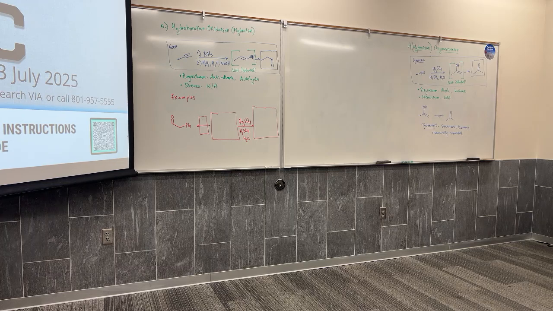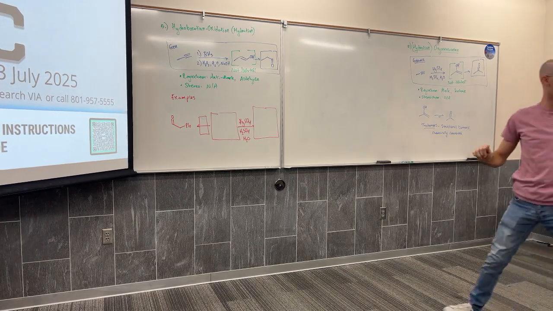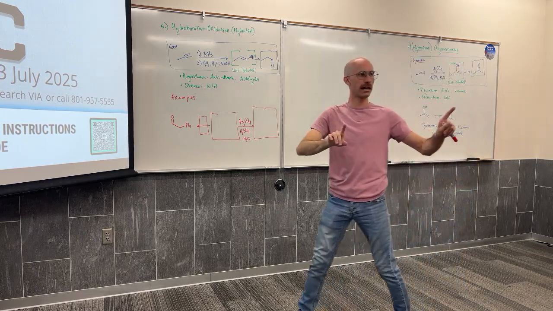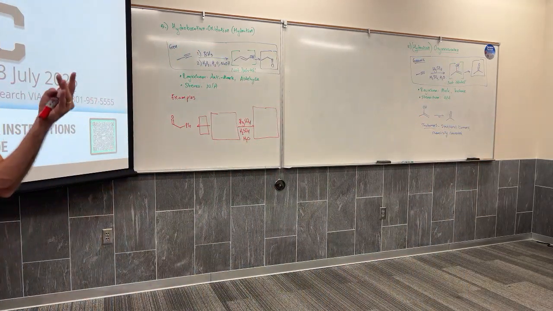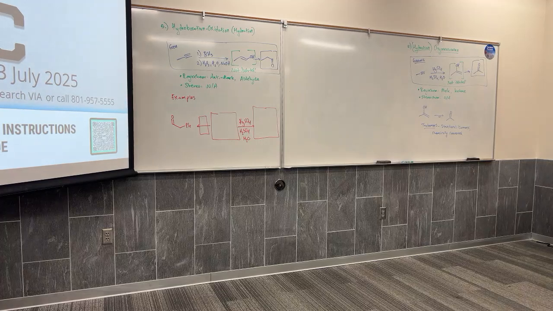If you need to, take these example problems and map your carbons to figure out how the carbons of the alkyne become the carbons of the carbonyl, and then try to apply that mapping to this problem.